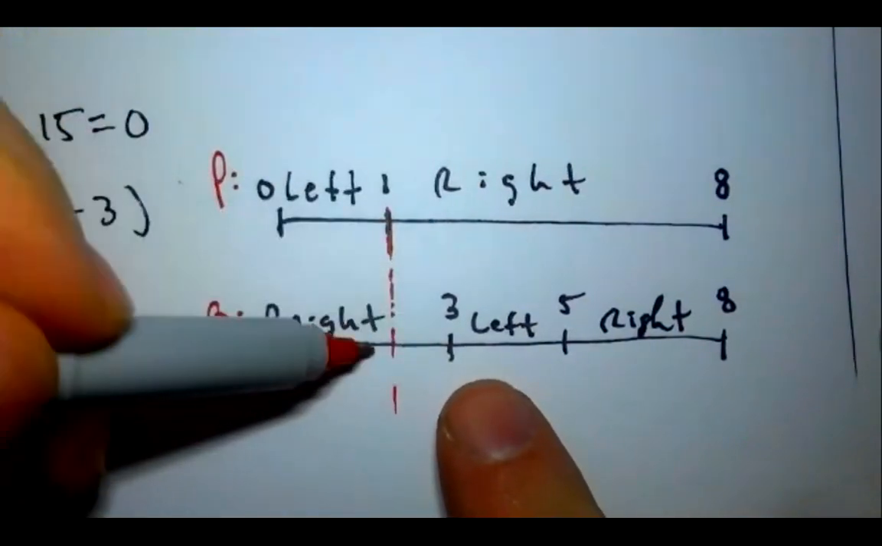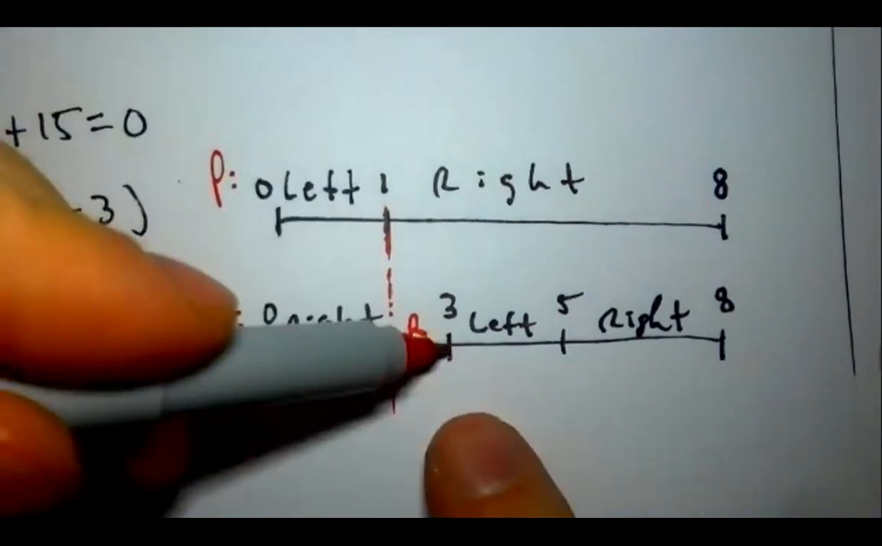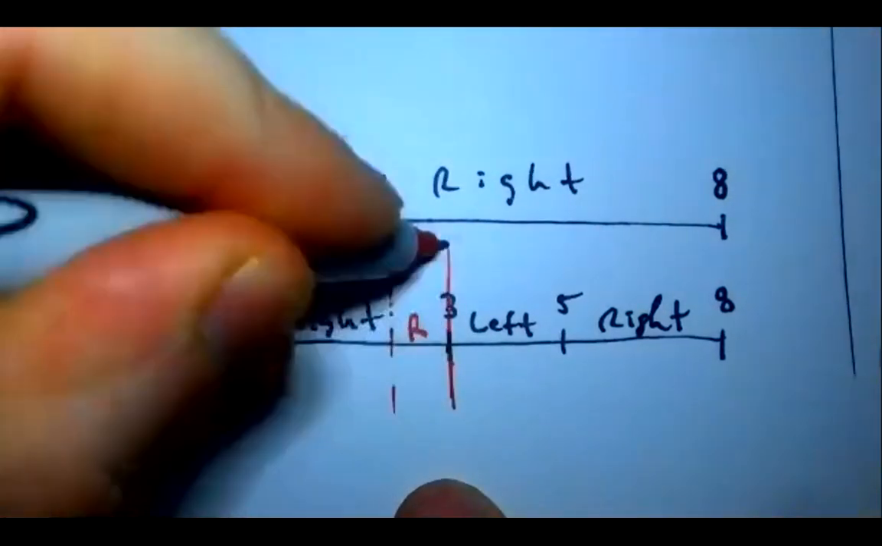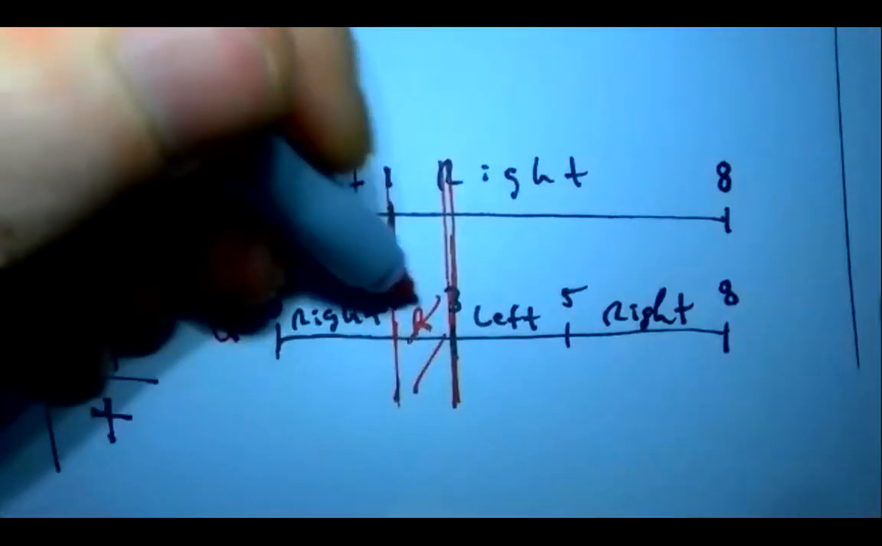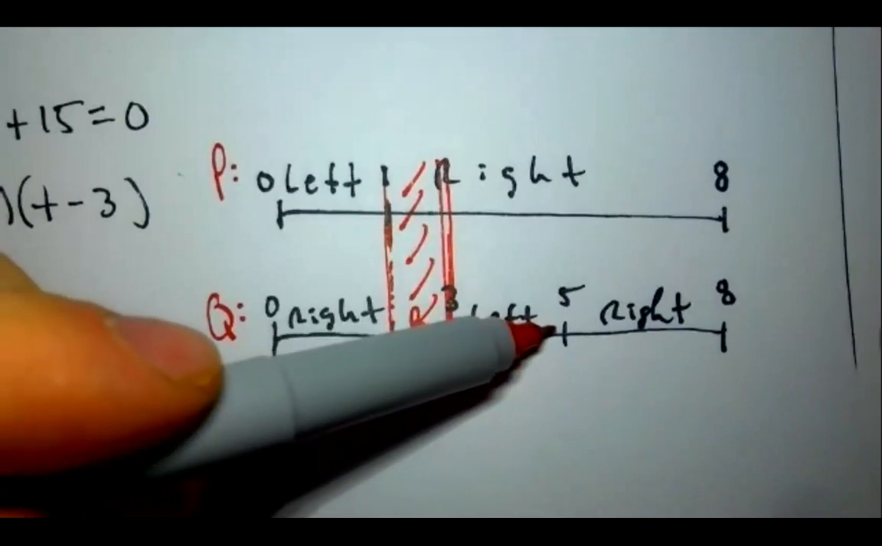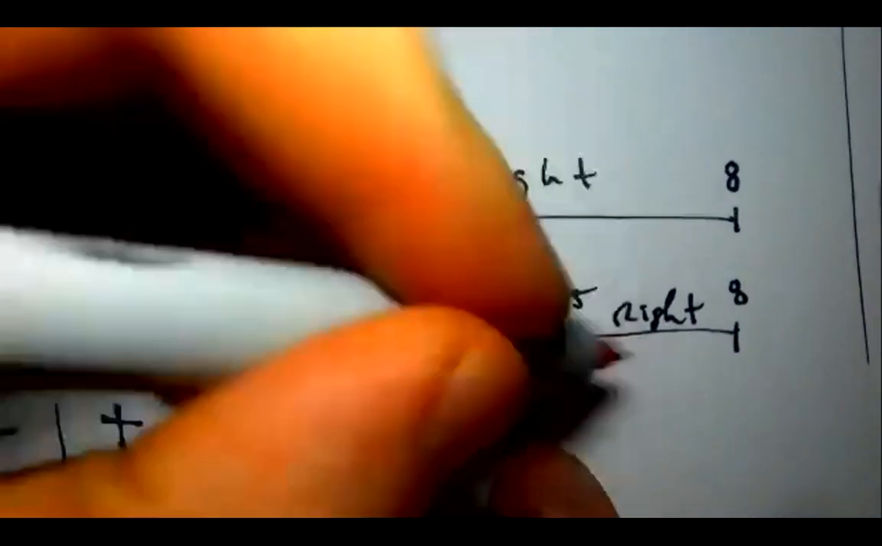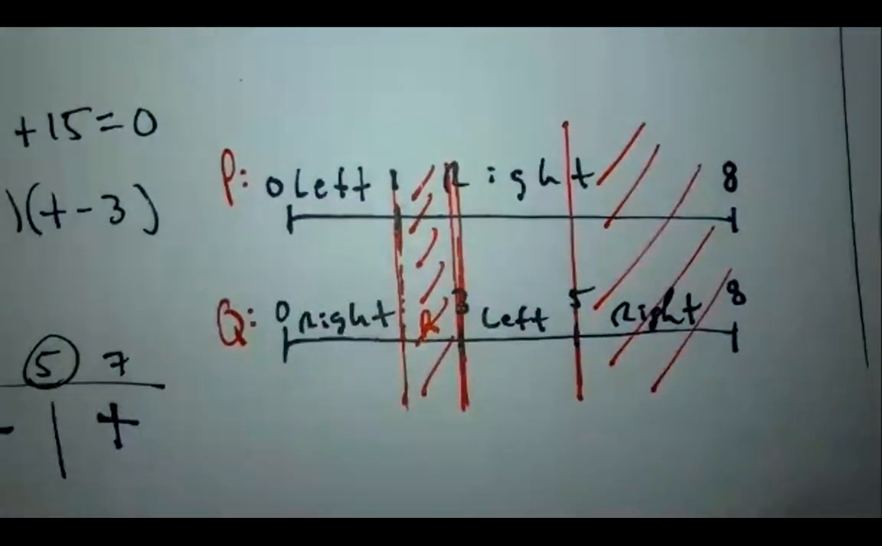We're matching right now because this is still to the right. We're good to go, but then that's going to cut off at 3. So from 1 to 3, we've lined up. All right, now we keep going. Nope, nope, nope, nope. And then once Q gets to 5, it goes to the right. So does P. So we've got matching directions from 1 to 3 and 5 to 8.